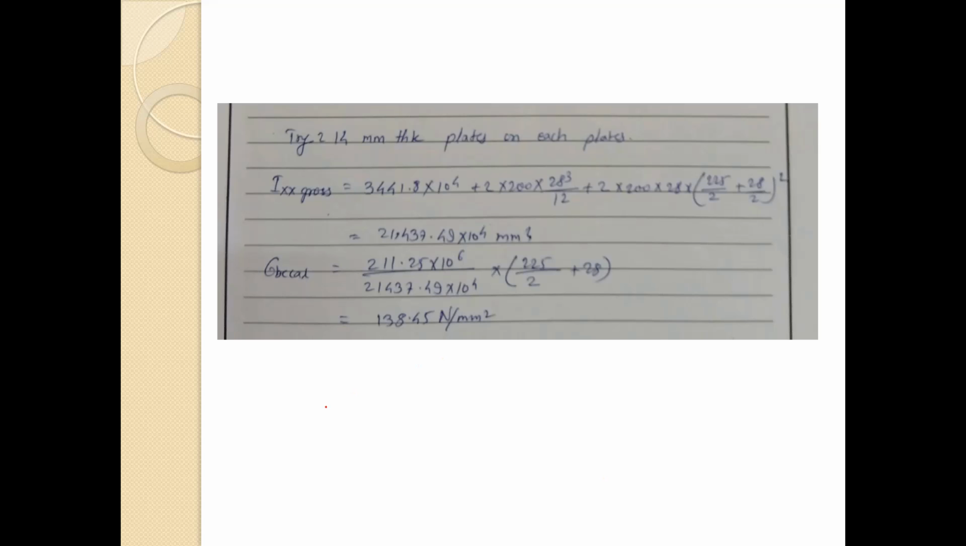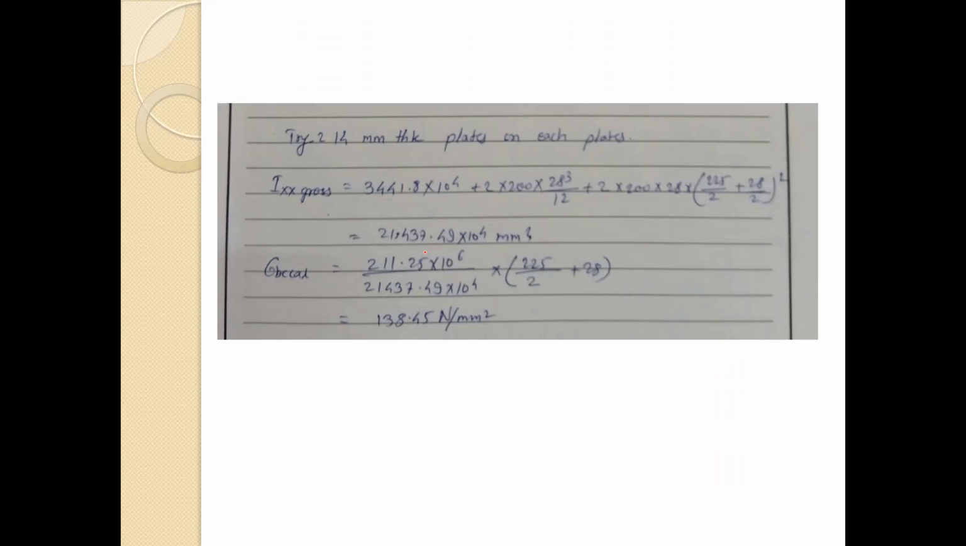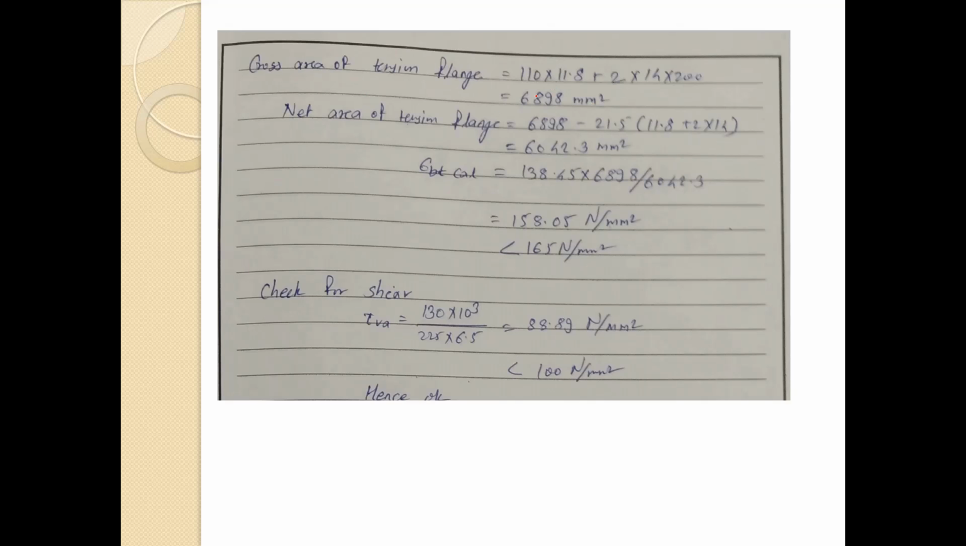So again we have calculated this IXX. So that is 21,437.49 into 10 raised to 4. So again this sigma BC calculating, that becomes 138.45 Newton per square. Again gross area, that is 110 into 11.8 plus area of the plate. Again by deducting the rivet holes, we will get the sigma bt calculated, that is 158.05, which is less than 165 Newton per square. So it is okay. Now we are taking check for the shear.